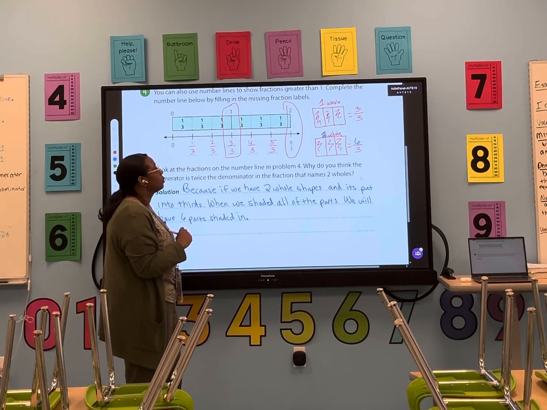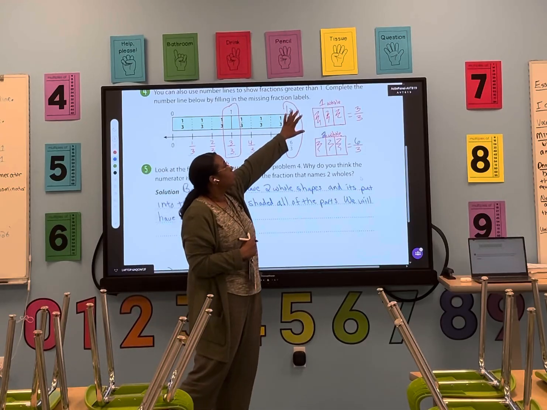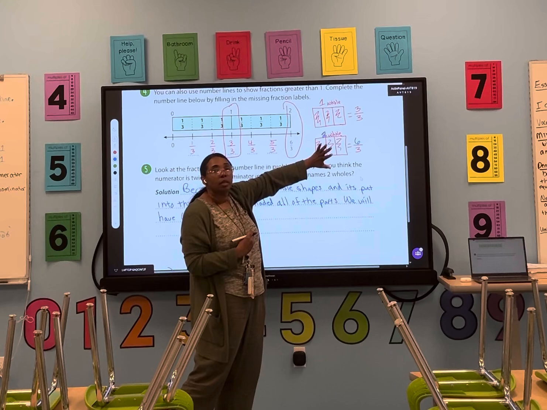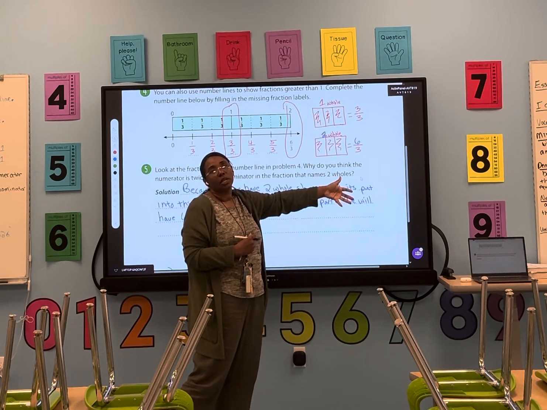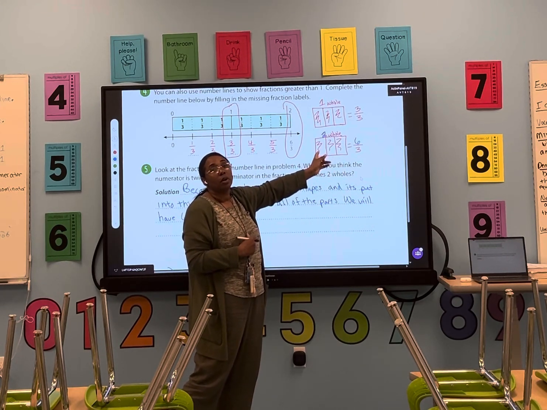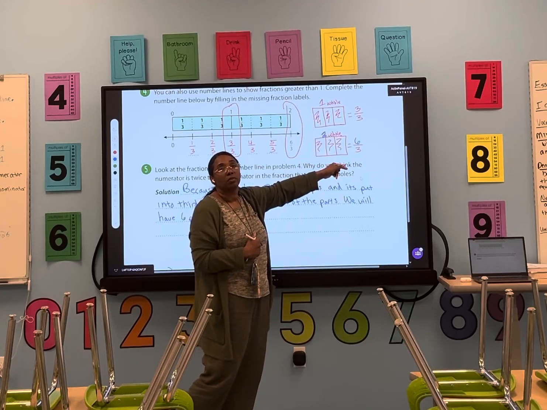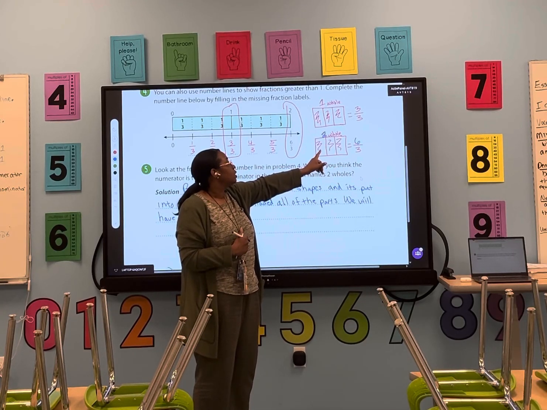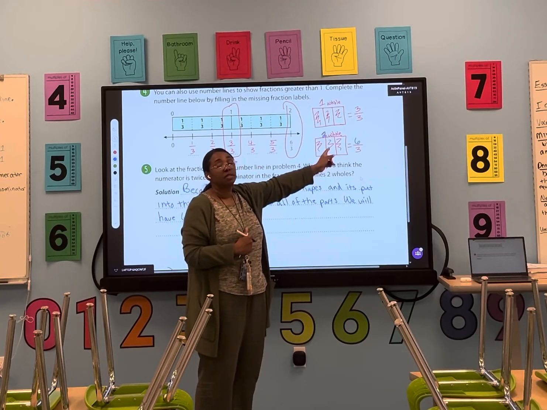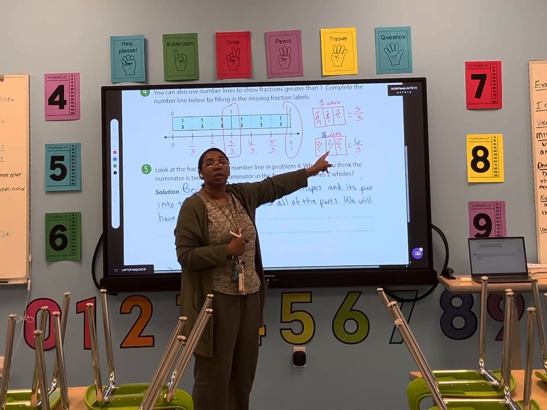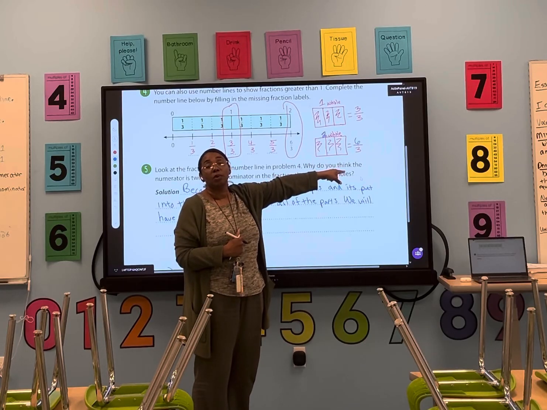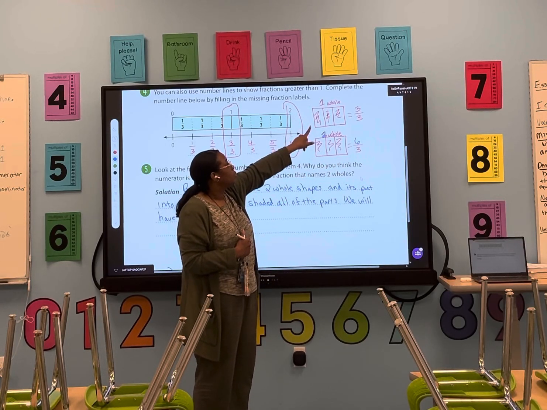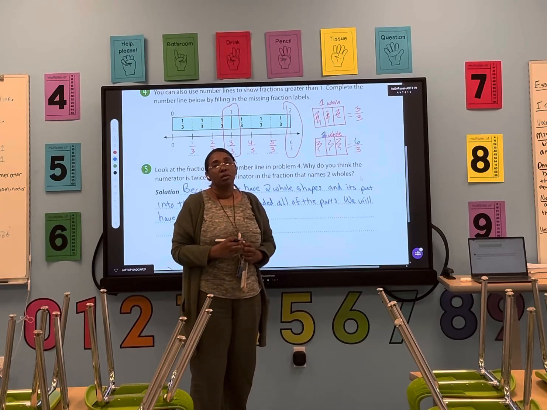Okay. And also you can look at it, 1 whole is 3/3, but I have 2, so it just doubles. The numerator doubles, but the denominator doesn't change because remember, that's how many parts we have inside of our shape. So this doesn't change to 6 pieces because I don't have 6 pieces inside of this shape. I only have 3. So that denominator stays 3, but we count all the shaded parts together in the numerator. So that would be 6.